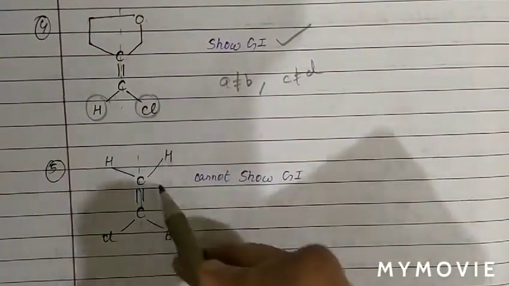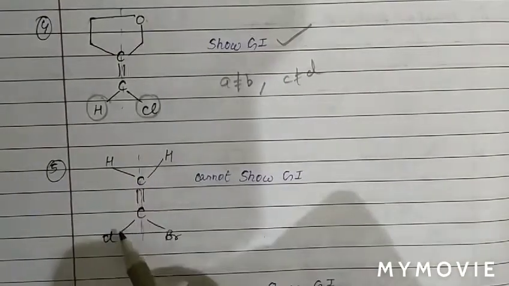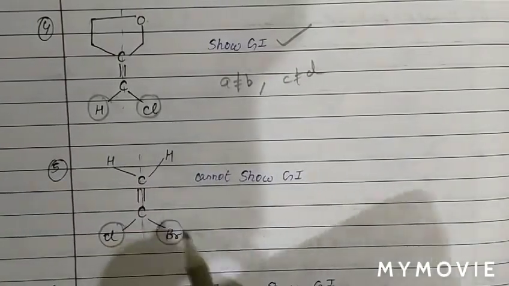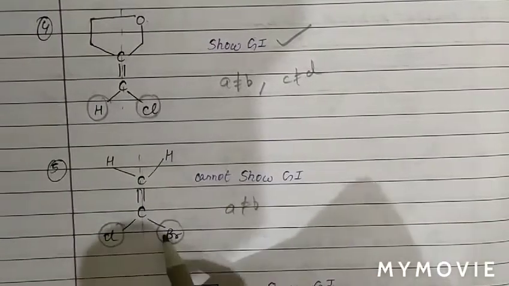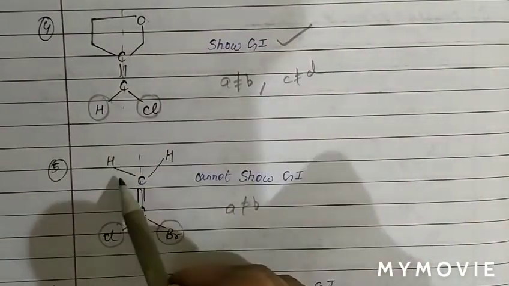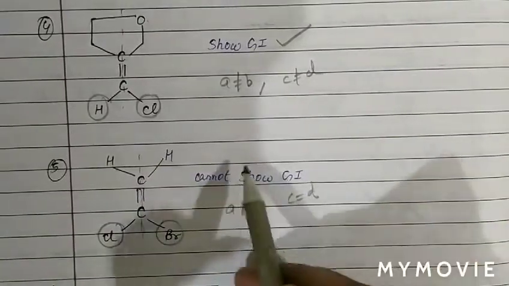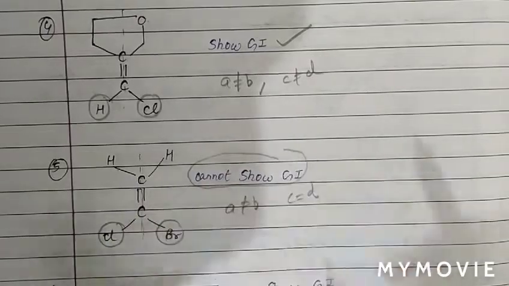Now again we can see when we cut across the carbon-carbon double bond, here A is not equal to B. Chlorine and bromine are different groups. But here we can see this is hydrogen. So basically C and D are the same. Because C and D are the same, it cannot show geometrical isomerism.